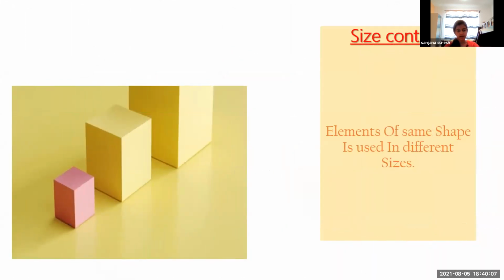Size contrast. In size contrast, elements of the same shape are used in different sizes. So you can see in the image that the shapes are the same, but the sizes are different. The pink cube or cuboid does not have the same size as the second and third one.